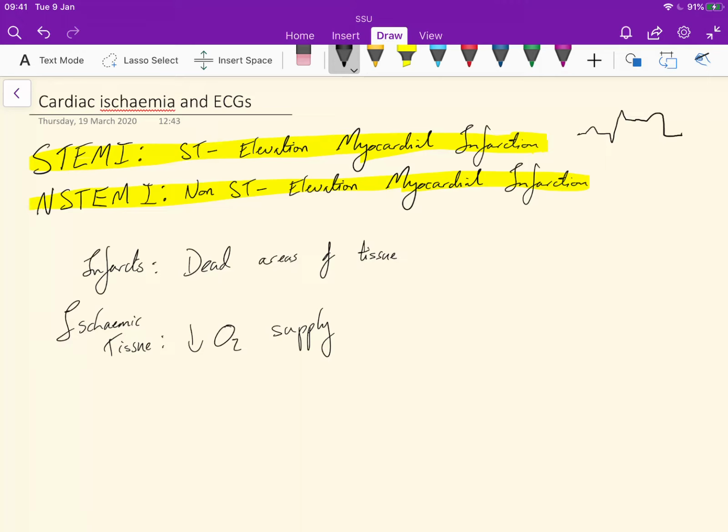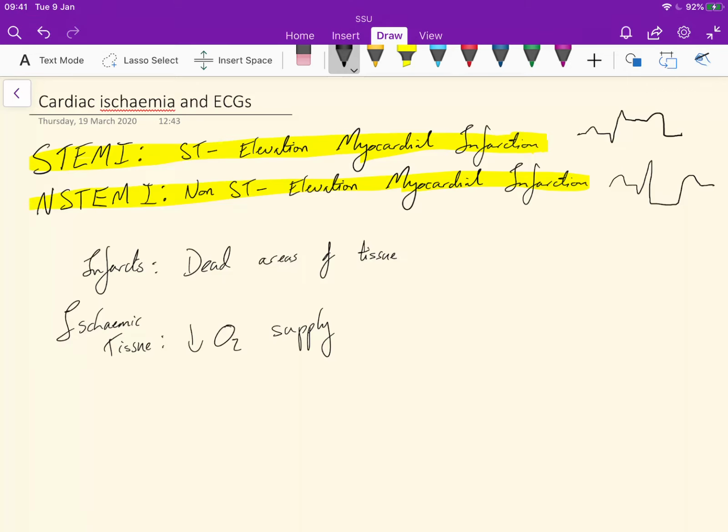Whereas in an NSTEMI, you have your QRS, but then you have ST depression, and then your normal T wave. Okay? This video is going to be explaining how a normal ST segment forms. The next two videos will be explaining how first an NSTEMI forms, and then a STEMI.